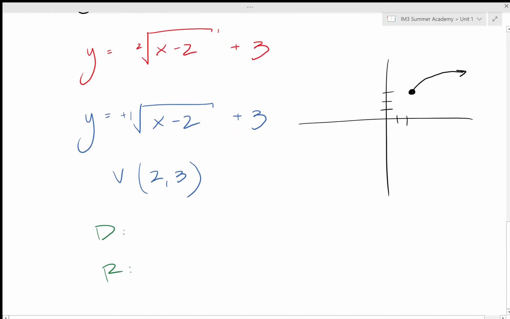Domain, side to side. How far to the left does it go? It stops going left right about here. That number is positive 2. It'll continue going right forever. That number off to the right is positive infinity.